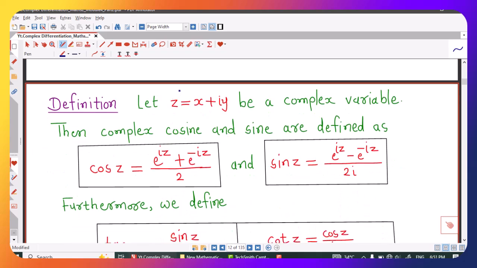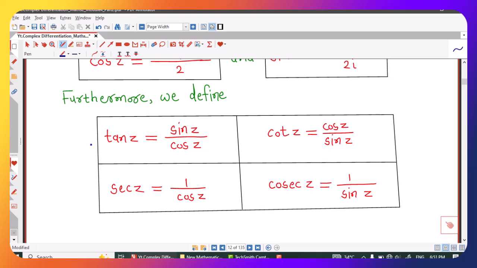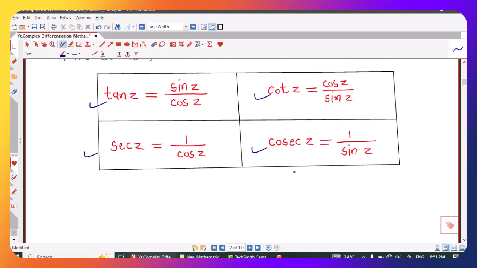Here I have written, let z equal to x plus iy be any complex variable, then complex cosine and sine are defined as cos z equal to e raised to iz plus e raised to minus iz divided by 2, and sin z is e raised to iz minus e raised to minus iz divided by 2i. And the remaining trigonometric functions are written, and they have the same definition as in the case of real trigonometric functions.